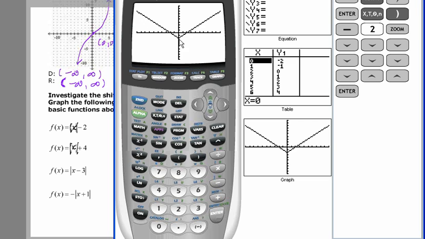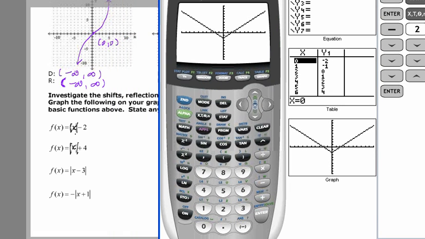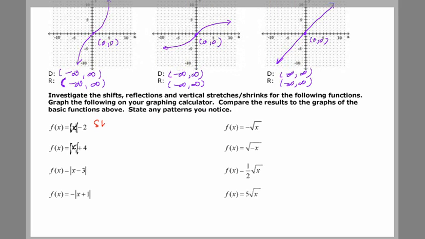So we see the absolute value's V-shape, but if I notice, this one has been shifted down 2 units. So the relationship I see here is I know the absolute value of x is a V-shape. That minus 2 causes it to shift down 2 units.